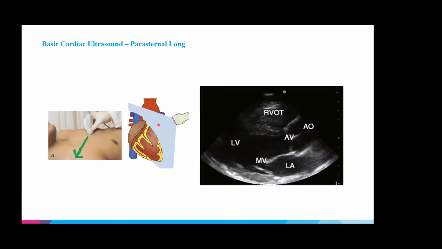And then, this is trying to show the structures of the heart that you're visualizing. The right ventricle outflow tract is going to be the most superficial to the skin surface and closest to your probe. So that's the thing that's on top. So this is the right ventricle outflow tract. This is the aortic outflow tract and aortic valve. This down at the bottom is the left ventricle. And then you see the left atrium over here, and the mitral valve is separating the left ventricle and left atrium.